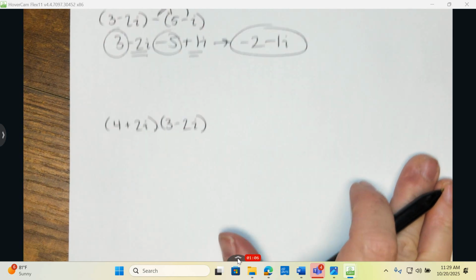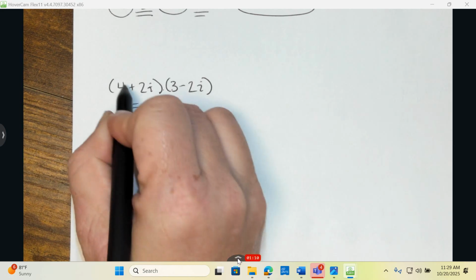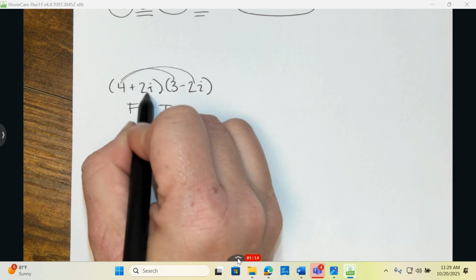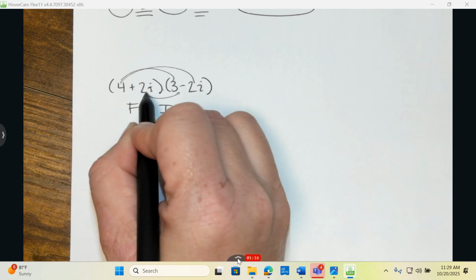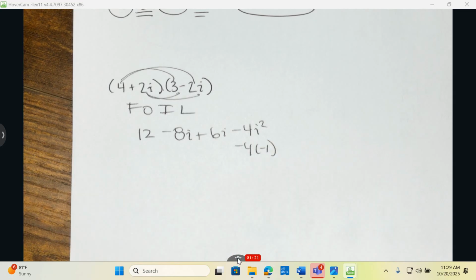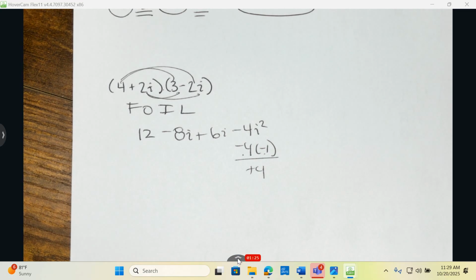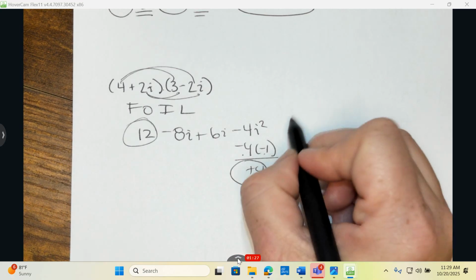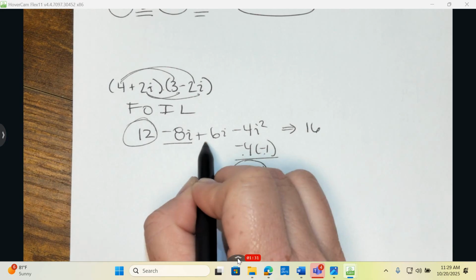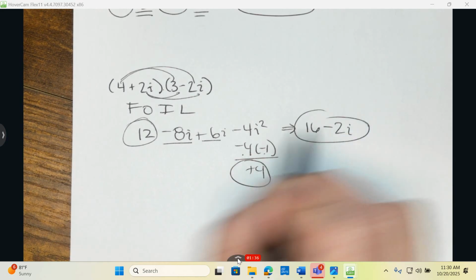Now, moving on to number 13, I'm going to FOIL. Front, outside, inside, and last. Now there's 2 i's here. Those 2 i's turn into a negative 1, and negative 4 times negative 1 is positive 4. So when I combine like terms, 12 plus 4 is 16, and negative 8 and positive 6i gives us a negative 2i.